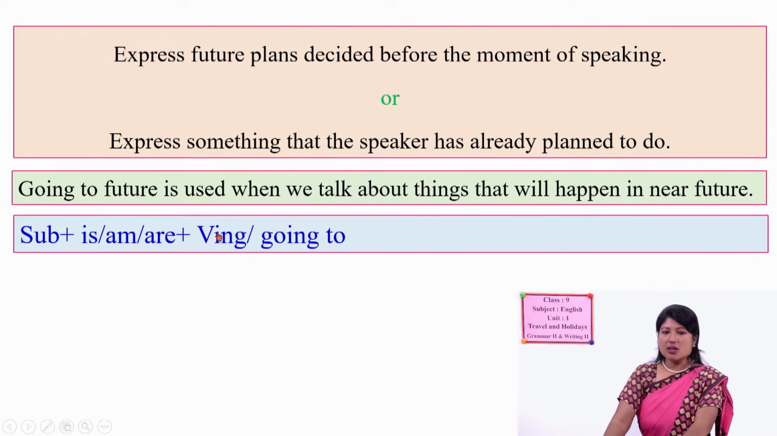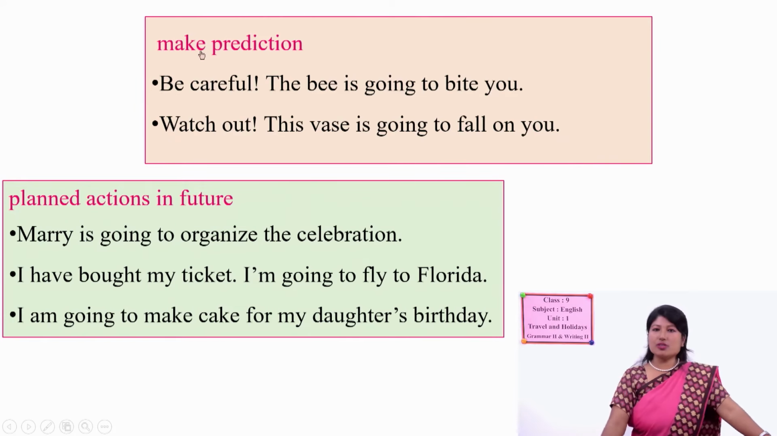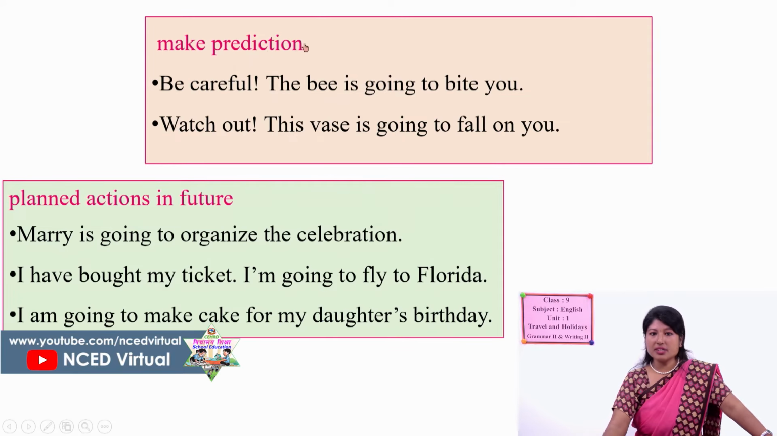Subject is, verb ing, or going to. We can use either the verb ing or the going to form. It can be used to make a prediction. You can see here: be careful, the bee is going to bite you. Going to plus verb 1 is used for making prediction.